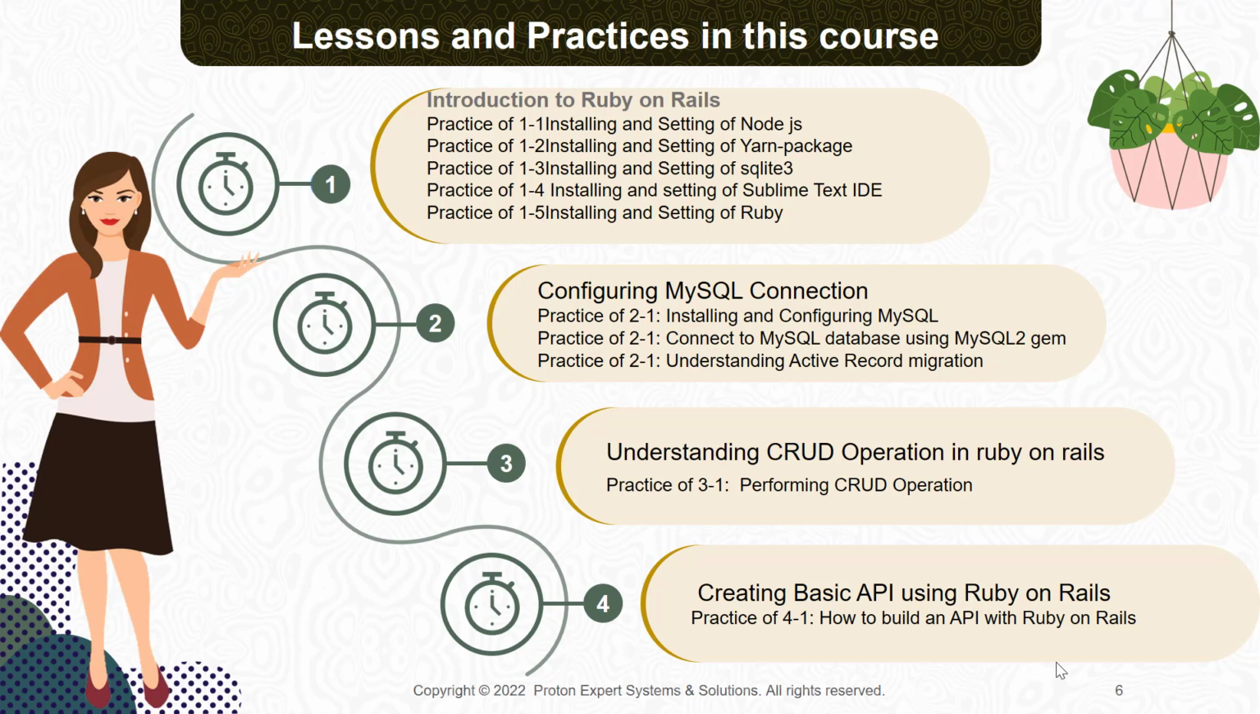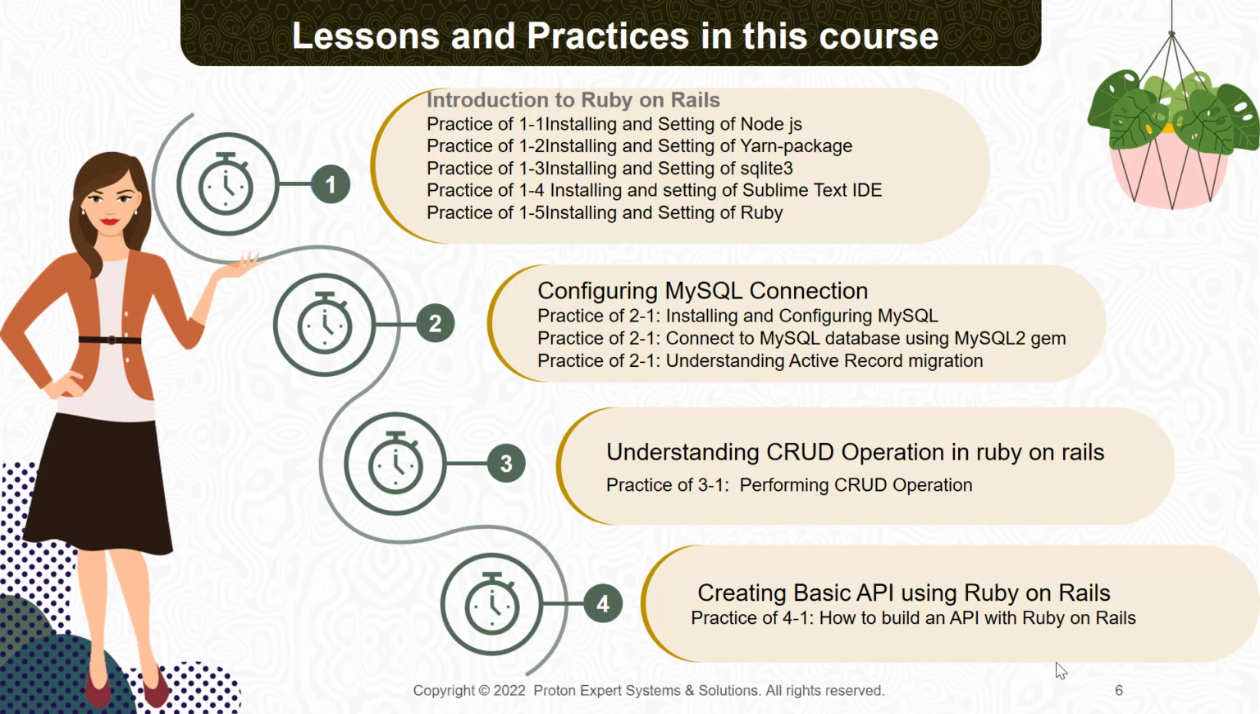The second lesson is configuring MySQL connection. Here you have 3 practice lessons. First one is installing and configuring MySQL, connecting MySQL database using MySQL to GEM, and lastly understanding active record migration. The third lesson is understanding CRUD operation in Ruby on Rails. Here in the practice lesson you will actually perform a CRUD operation.